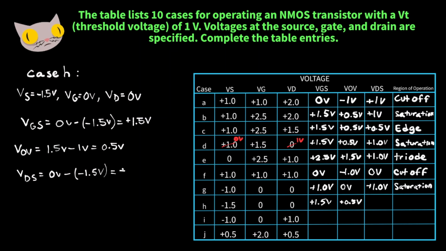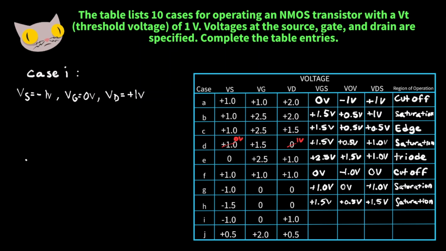Now for our drain to source, that's going to be VD, 0 volts, minus VS, -1.5, giving us +1.5 volts. Our drain to source voltage is greater than our overdrive voltage. That means we're operating in the saturation region. Now for case I, we have VS -1 volt, VG is 0, and VD is +1.